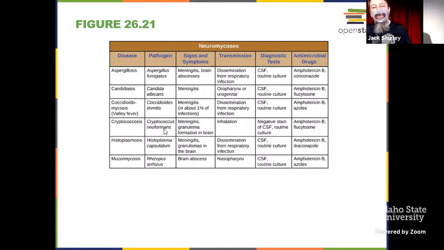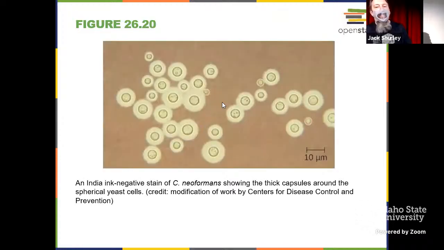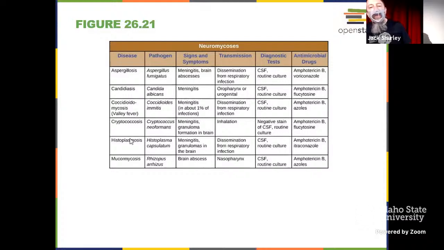Cryptococcosis, Cryptococcus neoformans, also another one, thinking pulmonary sorts of infections, but it can cause meningitis, granulomas in the brain as we try to wall them off, and that was this guy. Histoplasmosis, like the coccidioidomycosis, another dimorphic fungus, and one that has the potential for meningitis. It's more pulmonary and skin infection.